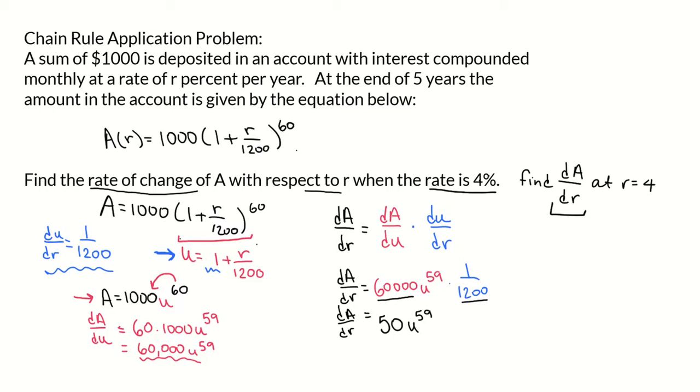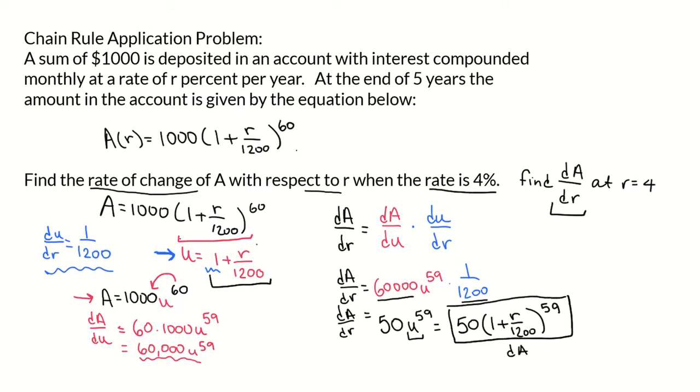And now at this last step, we do want our equation written back in terms of r, so we're going to substitute back in for u. u was 1 plus r over 1200, so we're going to write this equation as 50 times 1 plus r over 1200 raised to the 59th power, just replacing the u. So this is our equation for dA dr.